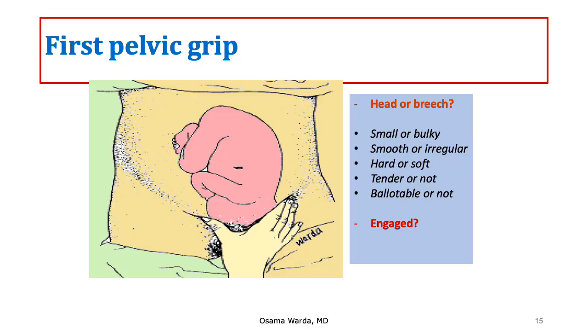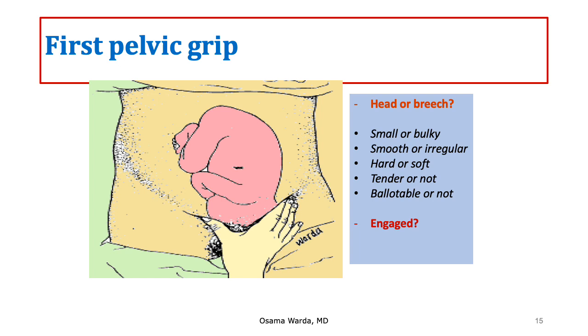We shift to the first pelvic grip. The first pelvic grip is performed to identify two things. The first, to confirm what fetal part occupies the lower uterine segment, and the second, to get an idea about the fetal head engagement. Okay.